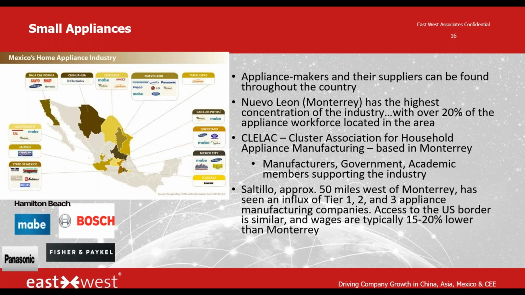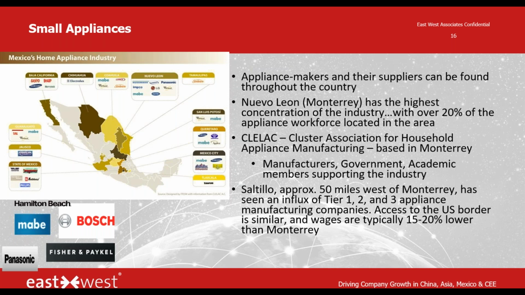Again, like autos, clustered. You can see it. You can see the brands: Electrolux, Mabe, General Electric, Philips, et cetera, et cetera. Of course, you have Sunbeam. You have the Japanese. So there's a lot of clusters. The Monterrey area is really strong, as a lot of you know, because of the auto industry, the appliance industry.